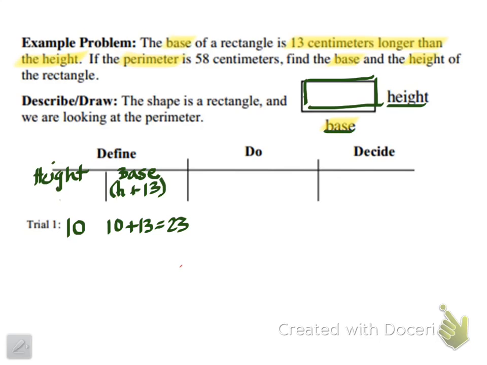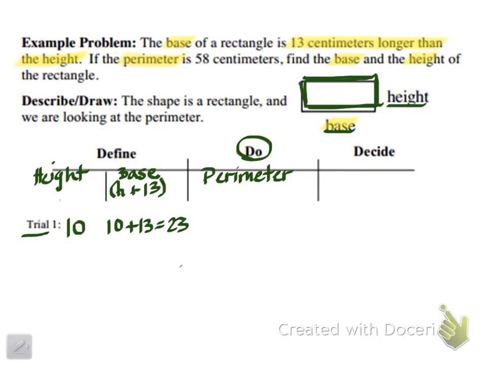Okay, now we're going to do it. What does the do column mean? Well, we're trying to find the perimeter because that is ultimately what we need to help us find out if our trial is correct. So we're going to do the perimeter. If you don't remember what the perimeter is, it's just adding up all of the different sides here.